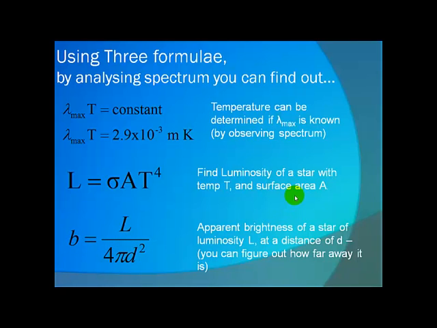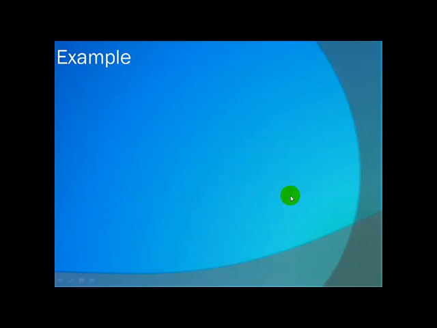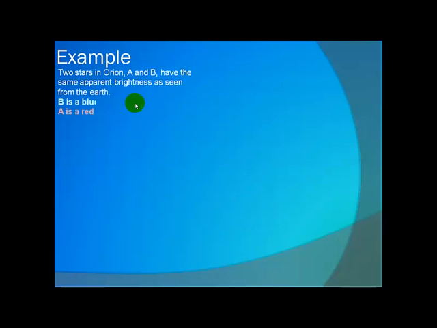Here is an example. Two stars in Orion, A and B, have the same apparent brightness as seen from the Earth. B is a blue giant, which has lambda max equal to 3 times 10 to the minus 7 meters. A is a red giant, lambda max is equal to 6 times 10 to the minus 7 meters. Which one is the hottest one? Which one has the highest temperature? Since this has got a shorter wavelength, it must have the higher temperature.